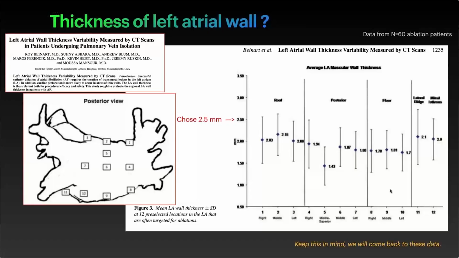We have to choose the thickness of the left atrial wall. There is good data on this. 2.5 millimeters was chosen. If you wanted to be really inclusive of everyone, you probably should go 2 standard deviations above this, so maybe 3, 4, 5 millimeters thick, pretty thick atrium in that case. But for the moment, we chose 2.5 millimeters, and we'll keep this in mind. We'll come back to this.